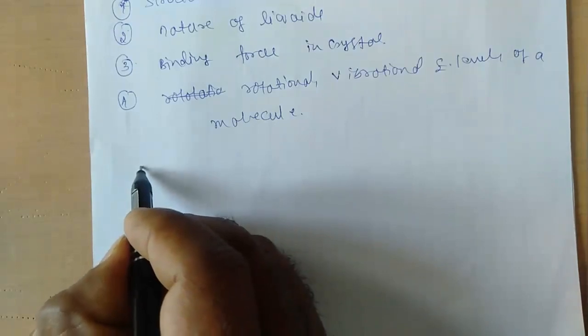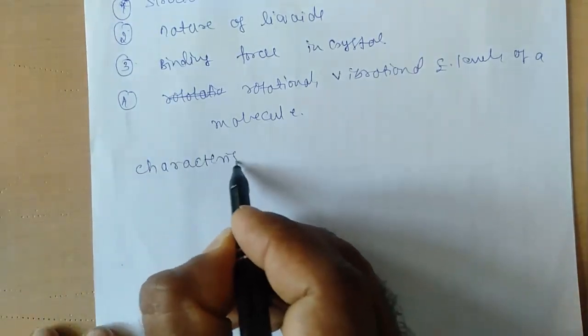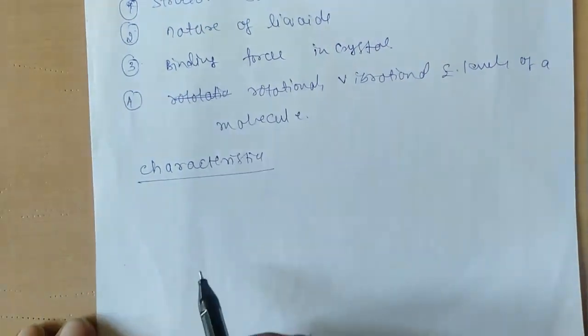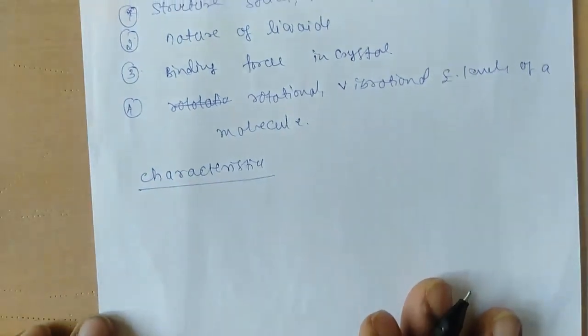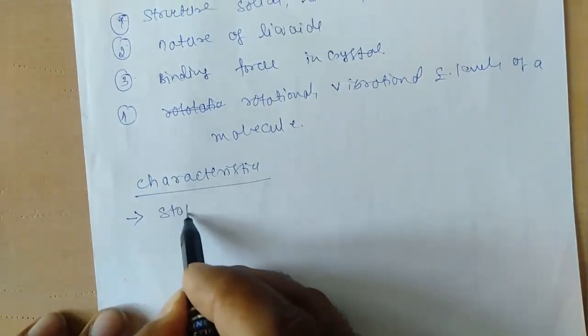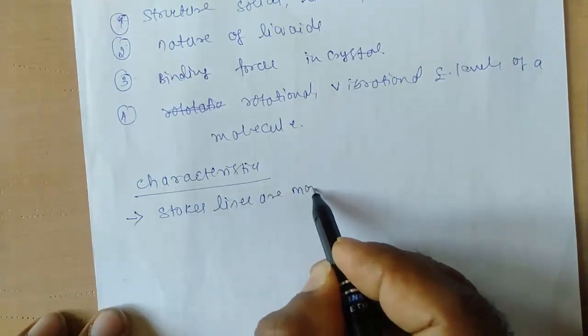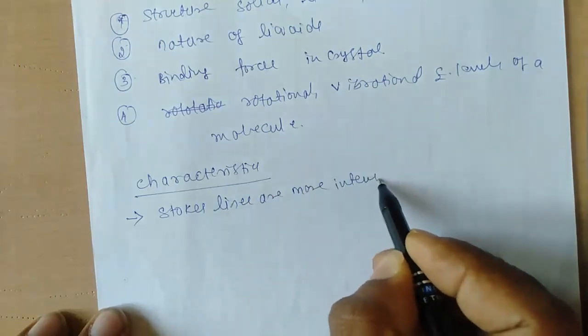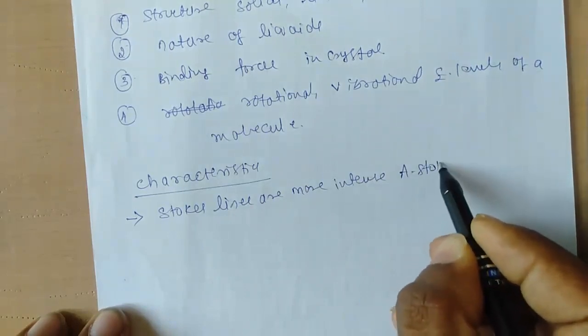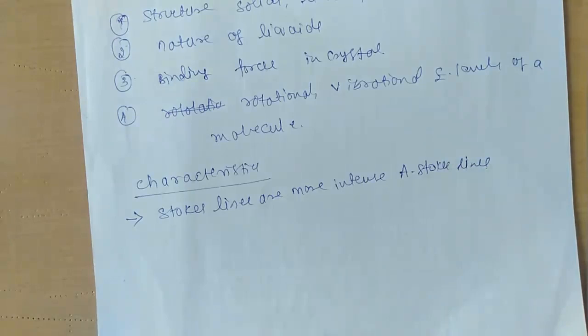Now let us see what are the characteristics of Raman lines, that is Stokes lines and anti-Stokes lines. See, the first characteristic is Stokes lines are more intense than anti-Stokes lines. If you calculate or find out the intensity of the Stokes lines, it will have more intensity than that of the anti-Stokes lines.